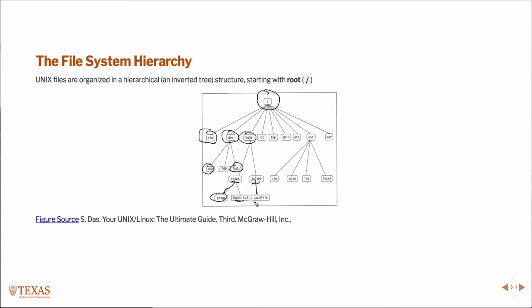Juliet has a hidden file, a dot profile, inside her folder. Anytime you see a file that has a dot in front of the name, that means it's hidden, which means it cannot be seen with the regular ls command. You have to use ls minus la, or rather ls minus l specifically for a long listing, to see those hidden files.